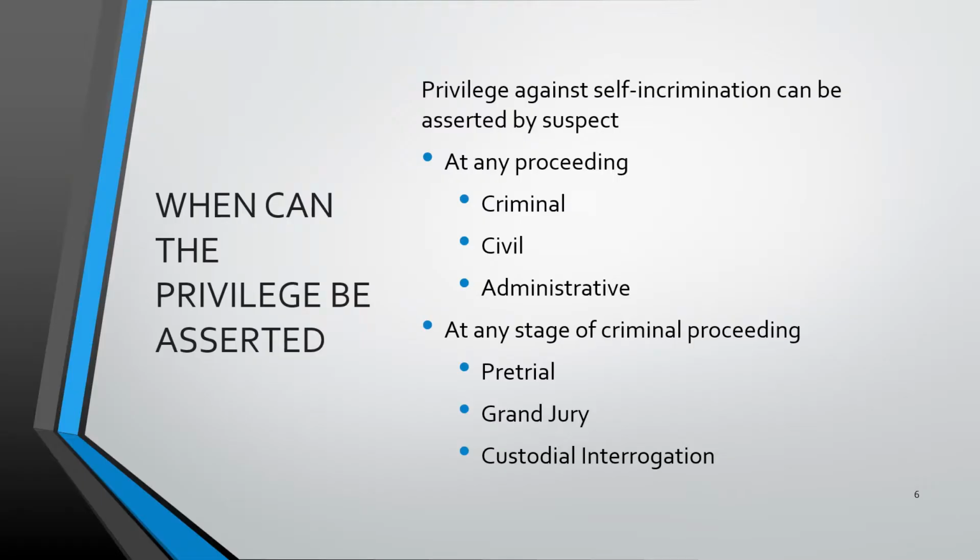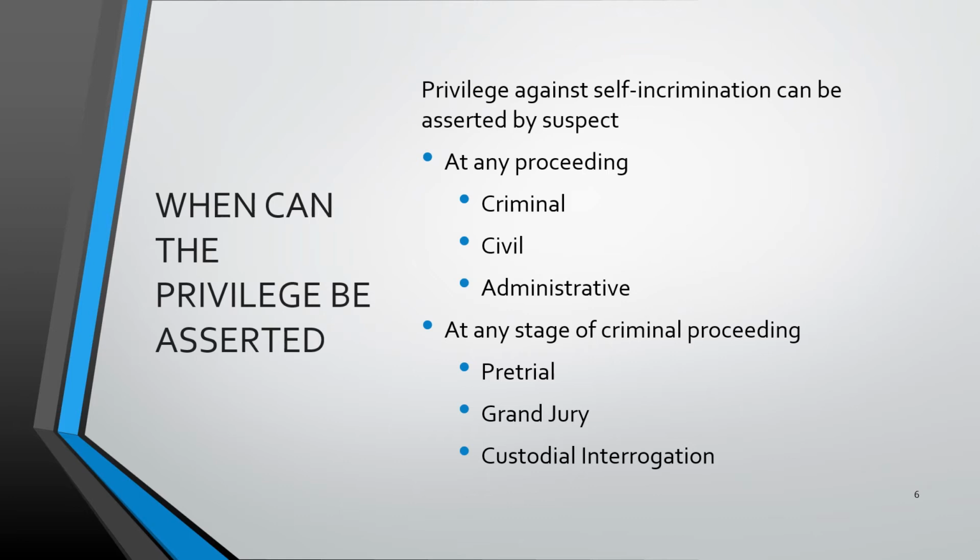When can the privilege be asserted by a person? The privilege against self-incrimination can be asserted by a defendant or even a suspect at any proceeding, be it criminal, civil, or administrative, at which the government might compel incriminating testimony from the person for use at a later prosecution. Also, it can be asserted at any stage of the criminal proceeding: pretrial, grand jury, custodial interrogation. For example, in the case Ohio versus Reiner, a babysitter who claimed to have had nothing to do with the baby's death could properly assert privilege at the baby's father's trial for murder, where the father's experts had testified that the baby's fatal injuries could have been caused by that babysitter.